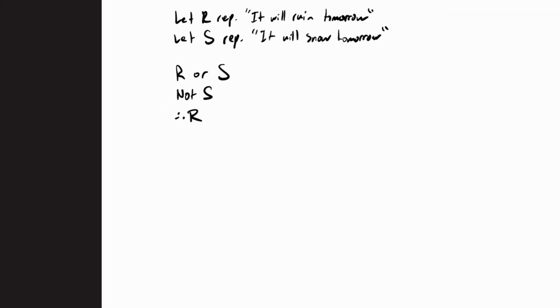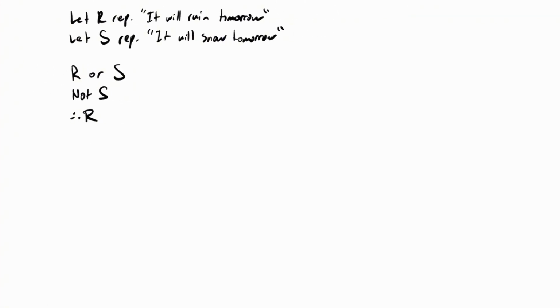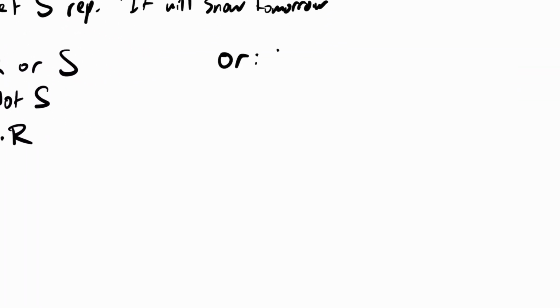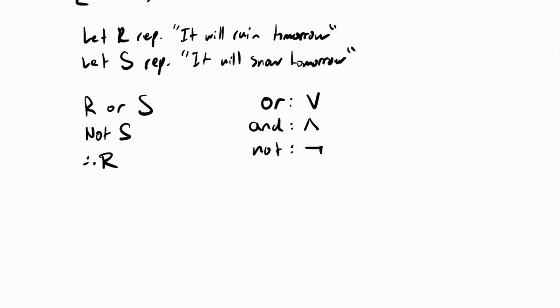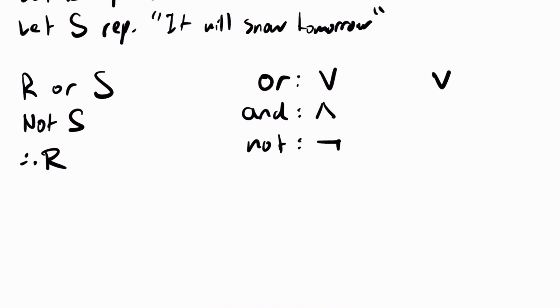Now I'm going to introduce 3 connectives that will be very, very important moving forward. And this is a V, a wedge, and a little hook guy. These are our 3 logical connectives. And basically, whenever we write this, it means or. Whenever we write this, it means and. And whenever we write this, it means not. This is a negation sign.